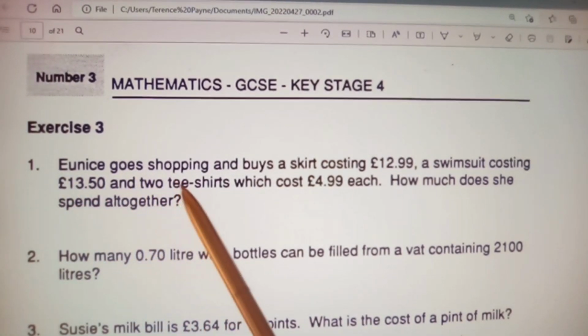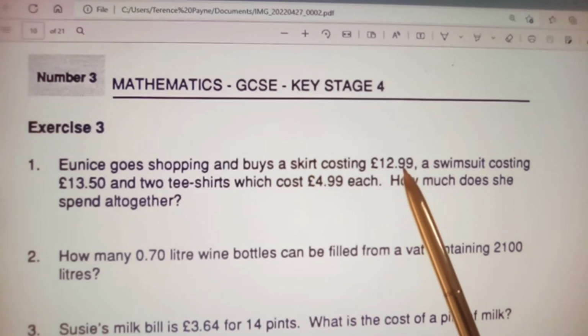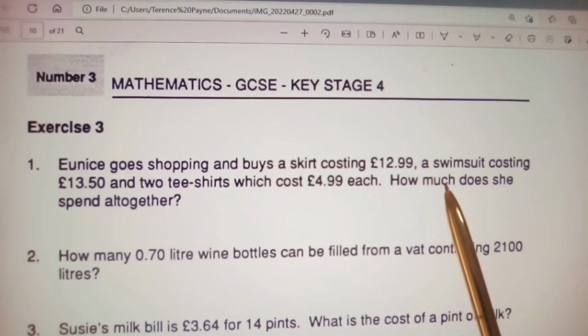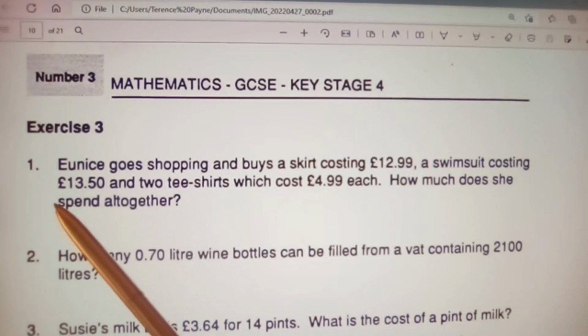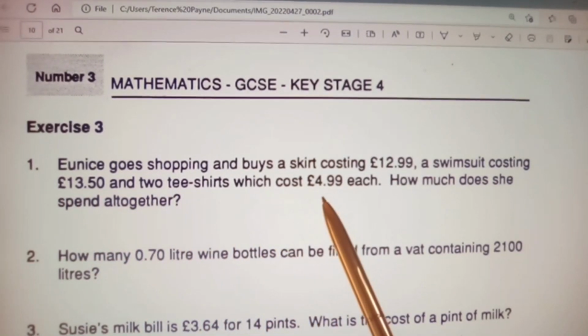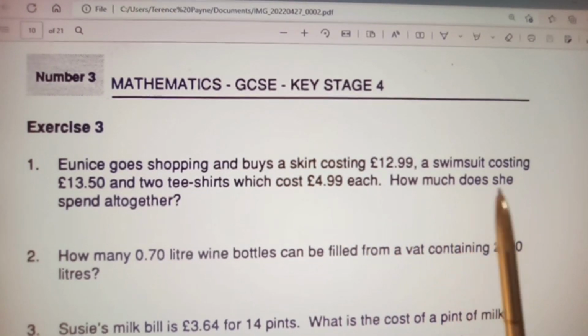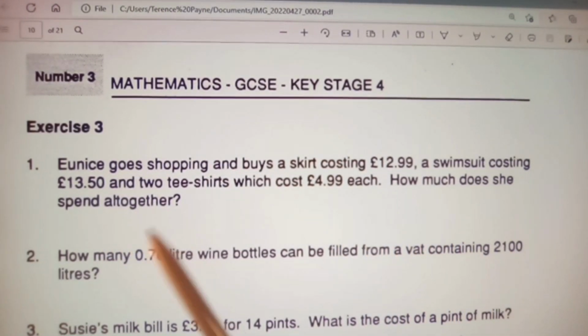Eunice goes shopping and buys a skirt costing £12.99, a swimsuit costing £13.50, and two t-shirts which cost £4.99 each. How much does she spend altogether?